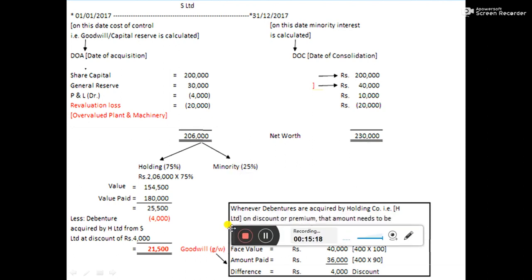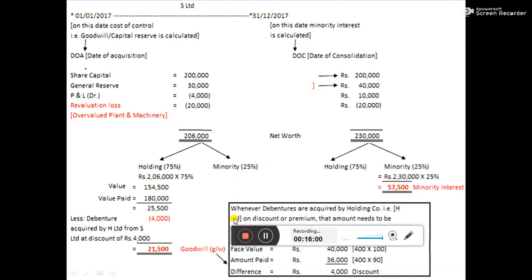So the amount of net worth is 2,30,000. Out of this 2,30,000, holding is 75%, but we need only the share that will go to minority as on 31st December 2017 while preparing the consolidated balance sheet. Minority will take 25%. So 2,30,000 into 25%, that is 57,500, will be minority interest. This minority interest figure will come in the balance sheet on the liability side under minority interest, first through notes to accounts. So with this we have calculated goodwill and minority interest with the help of this chart.